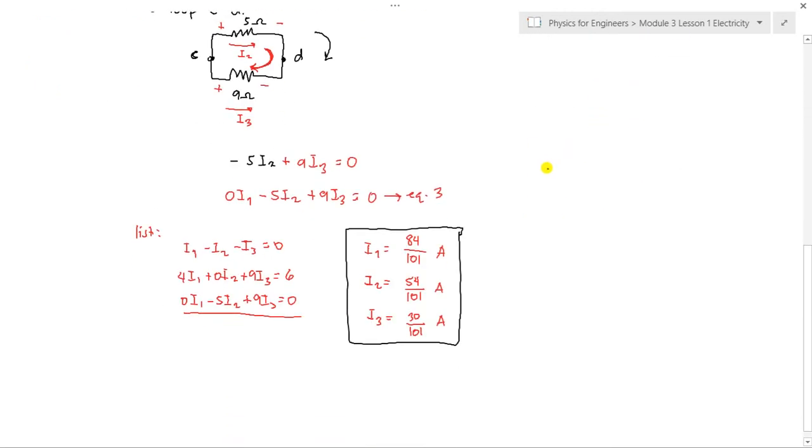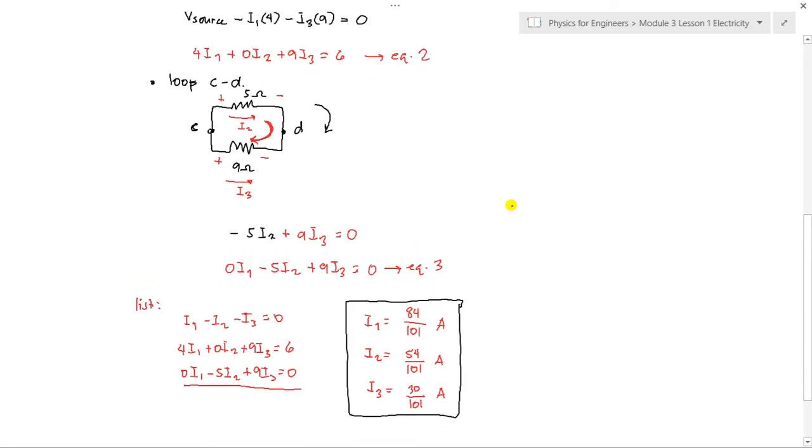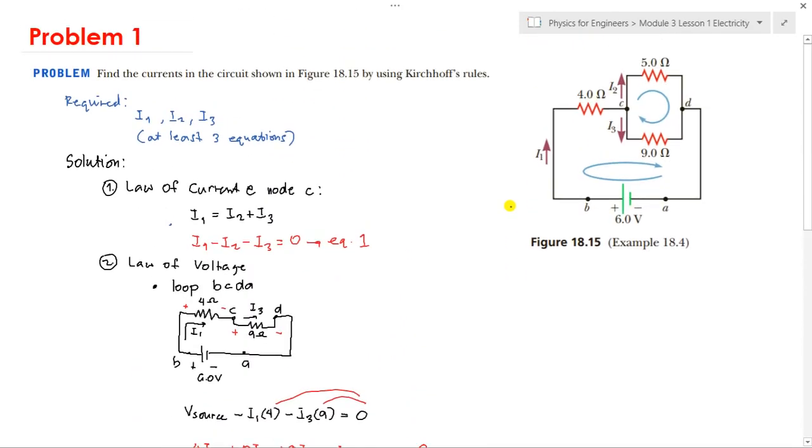If we encounter a negative answer, then it means the direction is opposite to what we set. Okay, so this is how we're going to solve for circuits using Kirchhoff's rule.